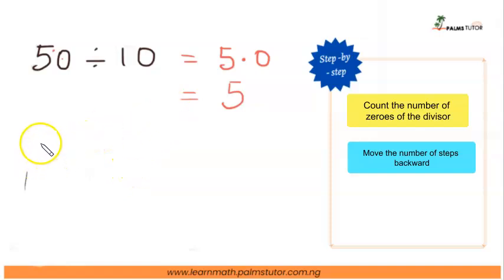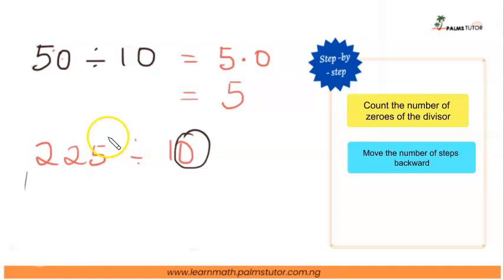If we have 225 divided by 10, we have just one step to move backward because we only have just 1 0. So we'll move backwards that number of steps. So how many steps are we taking? Just 1. Count 1 and put your decimal point here.